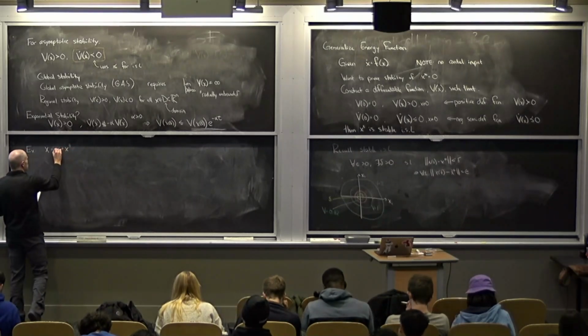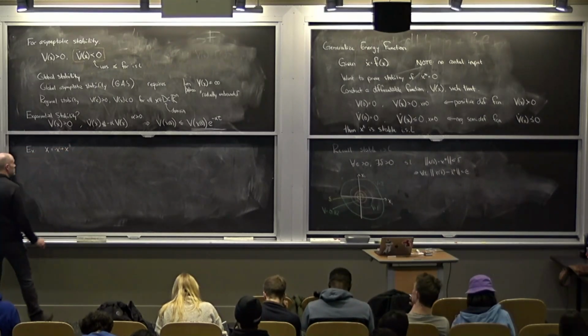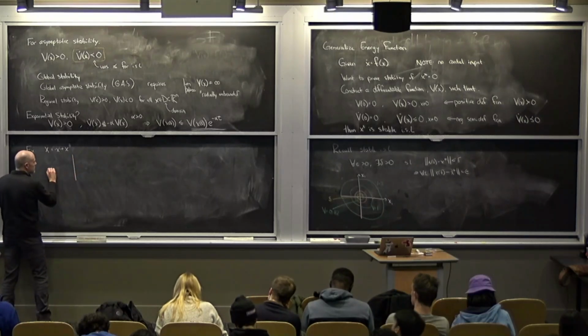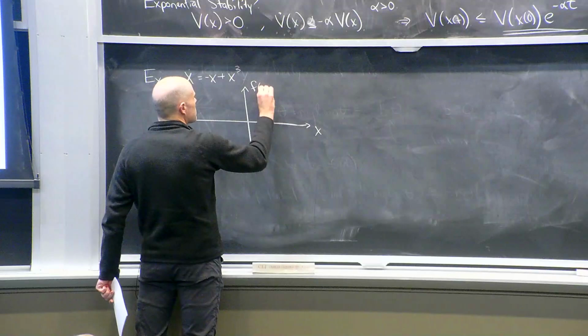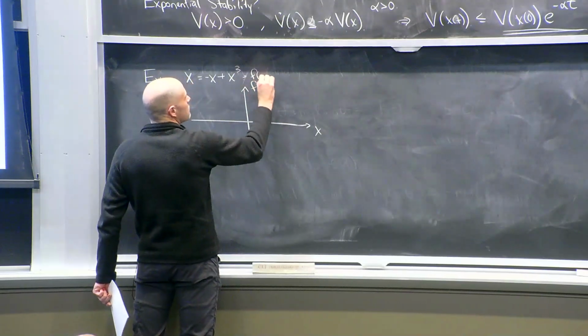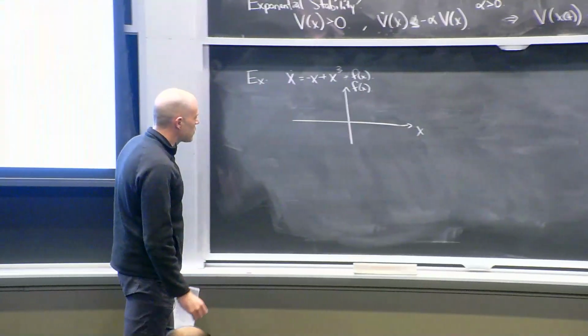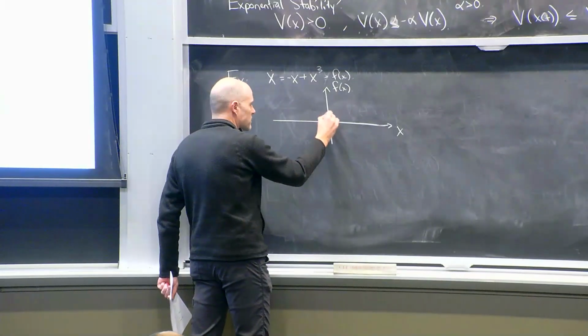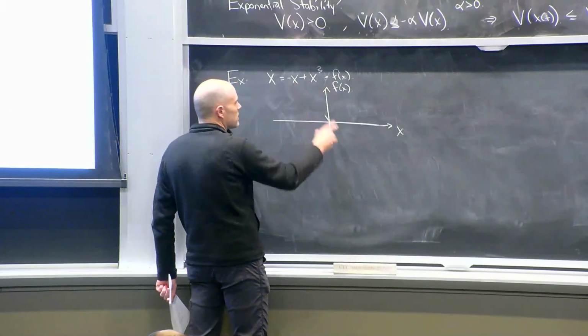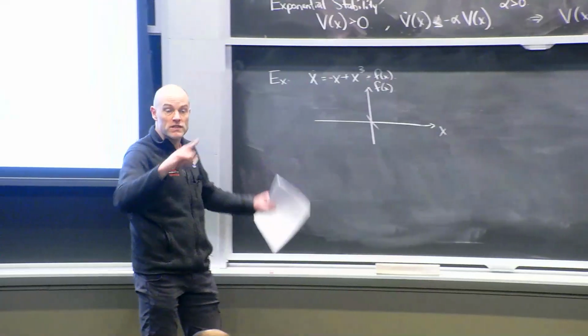Okay, here's still a one-dimensional flow, so I can draw everything. Let's do this one, x dot equals negative x plus x cubed. What does that look like? If I plot this, x versus f of x, around the origin this thing looks like negative x. But as I get farther, it's going to look more like x cubed.